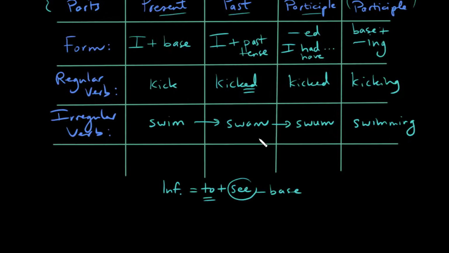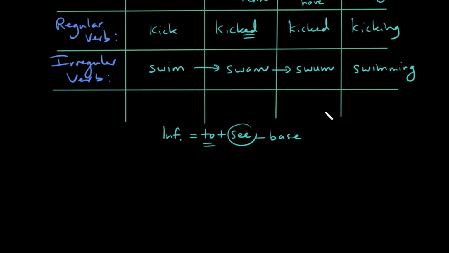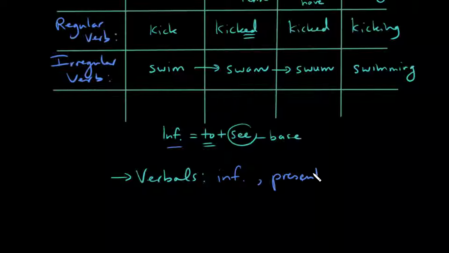The last thing to talk about then is why all of this actually matters. And I'm going to give you a couple of reasons why you should care about the 4 principal parts of the verb. So the first one has to do with verbals. And there are 3 types of verbals. They are the infinitive, which we have just seen over here. And then we also have the present participle. And then lastly, we have the past participle.